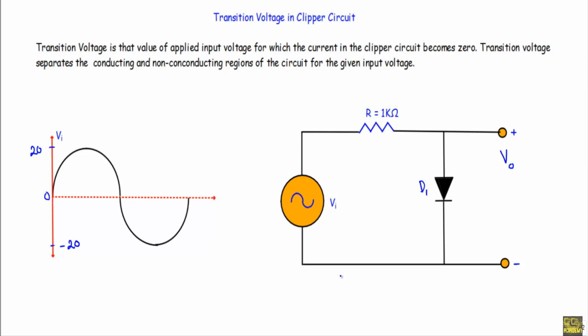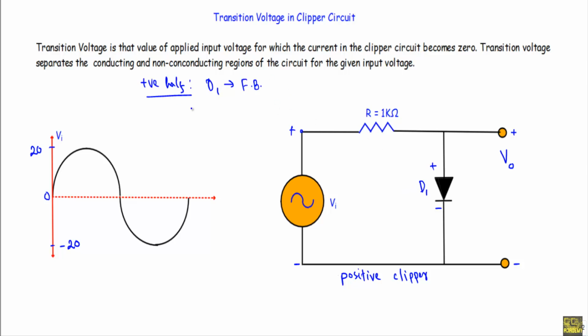Consider this clipper circuit. This is a positive clipper circuit. In this clipper circuit, we do not have any bias voltage. We are applying a sinusoidal input voltage which is varying between plus 20 to minus 20 volt. If I consider the positive half cycle of the applied voltage, the positive terminal will be connected with the P side of D1 and the negative terminal will get connected with the N side of D1. That means during positive half cycle, the diode D1 should be in forward bias.